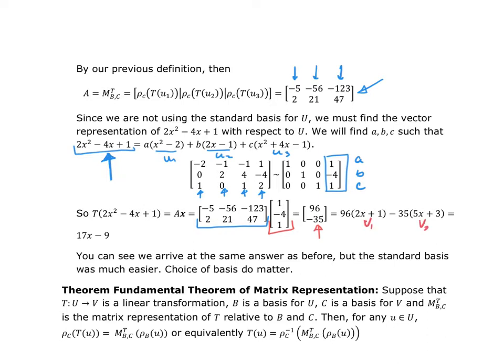V1 and V2. So you can see I take that 96, multiply it by V1, multiply that by a V2, and I end up with the exact same answer as I did before, but with a separate basis. I have a different basis for U and a different basis for V, but I still end up with the same answer. Standard basis, if you get a choice, is much easier to do, but sometimes you don't get a choice, so you can still get there.